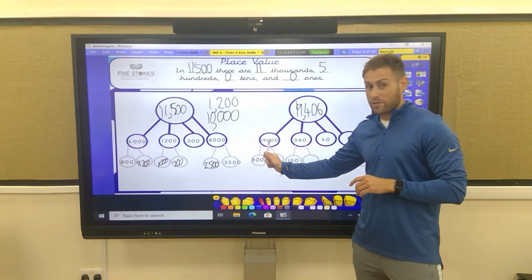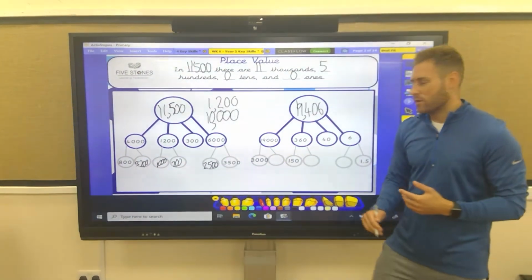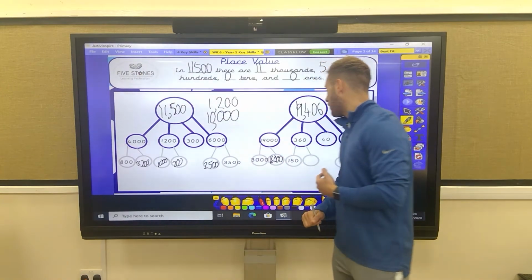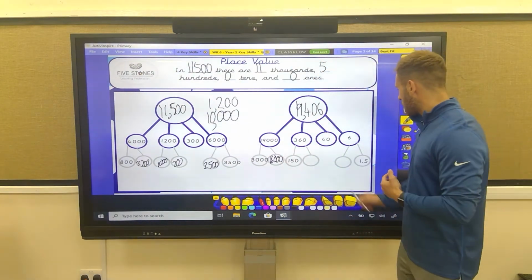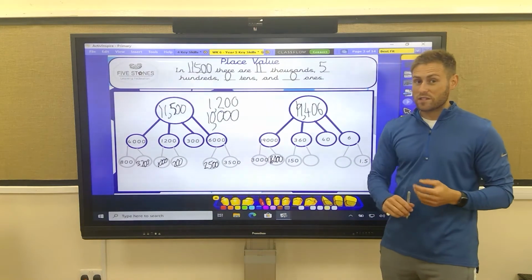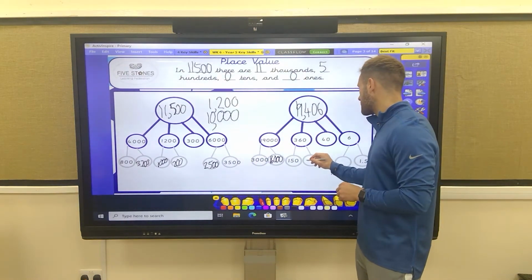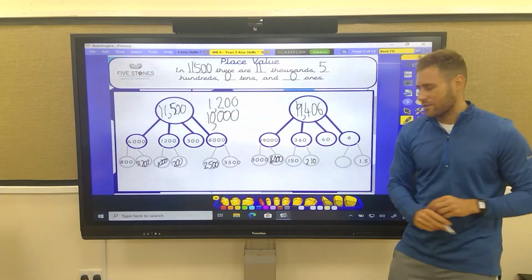If we've got 3 of the 19,000 there, that means we've got 16 of them left. We've got 360, we've got 150 of it. 10 more will get us to 60, and then we're actually only missing 200. 210 would get us there.